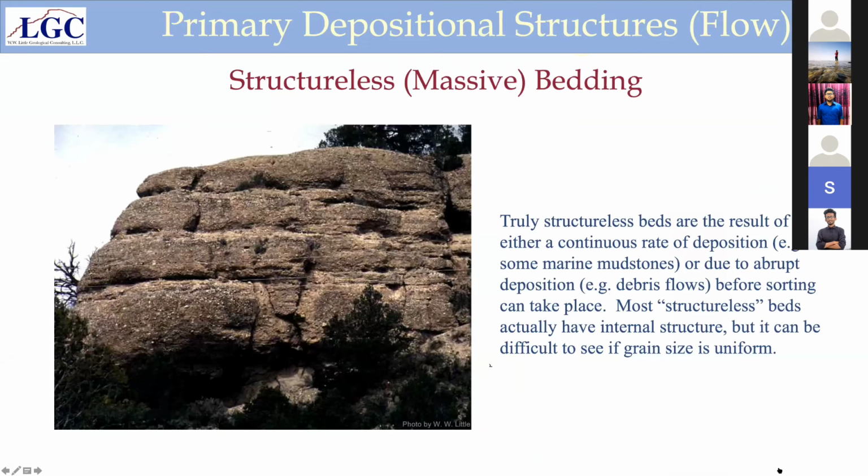For bedding to form, regardless of the scale, from laminations on sand dunes through these large debris flow deposits, there has to be something that changes between each one of those beds.